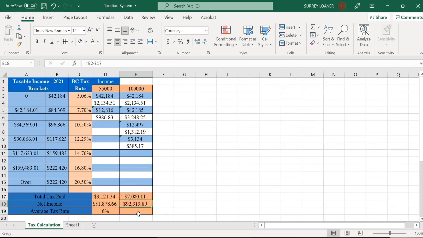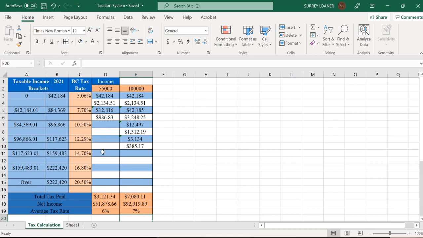Yeah, so 92,919.89, this much amount we have received in our hand if we calculate only BC tax rate. So here we want to calculate how much tax we have paid and what was the gross income, and if we calculate, this was 7%. See, the income has increased manifold. Income has increased to $45,000, but the tax has increased only 1%, 1% of the total, right?